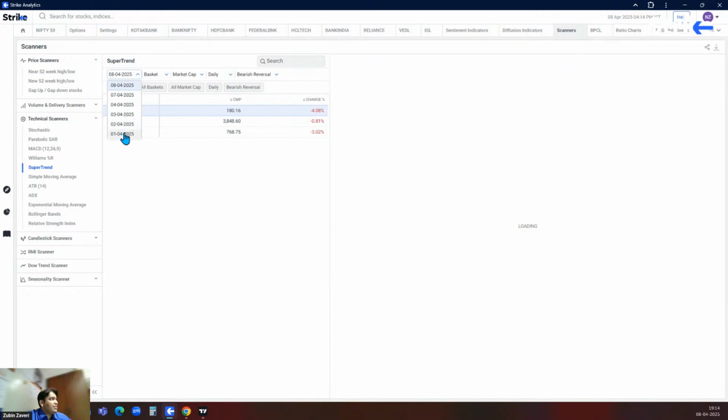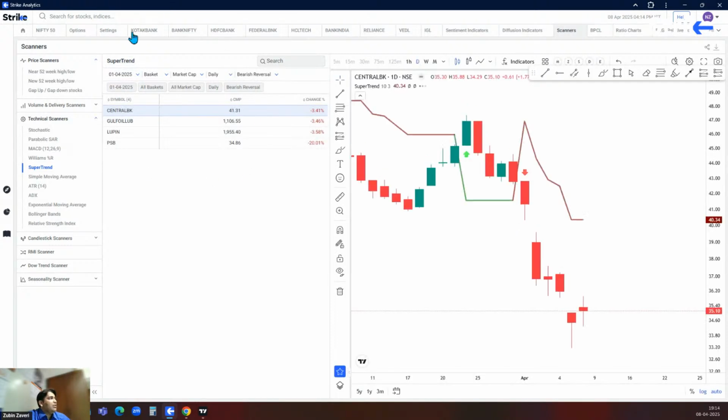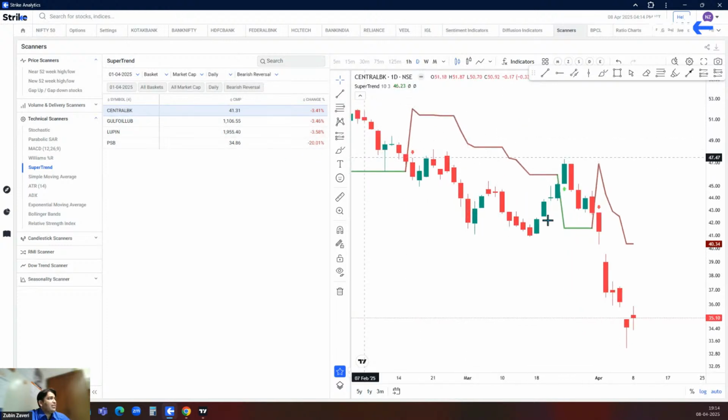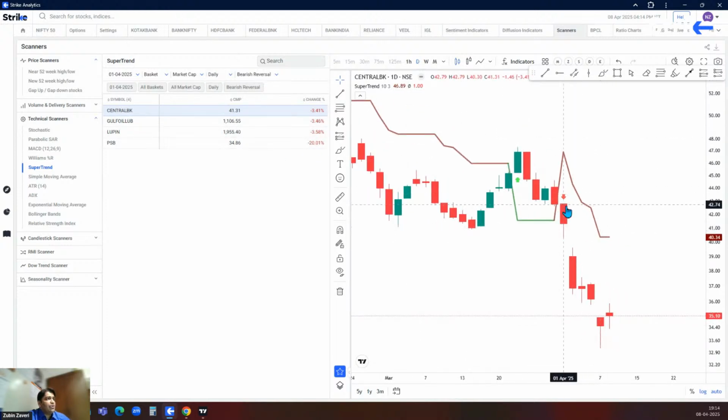All right. So the market's kind of in a bearish trend. So let me just go back to 1st of April, and try to see on the daily time frame chart any of the stocks that is giving a sell. So here you go. So this was a sell signal in Central Bank. Here there is E. You can simply click on E, and your indicators will be applied over here.